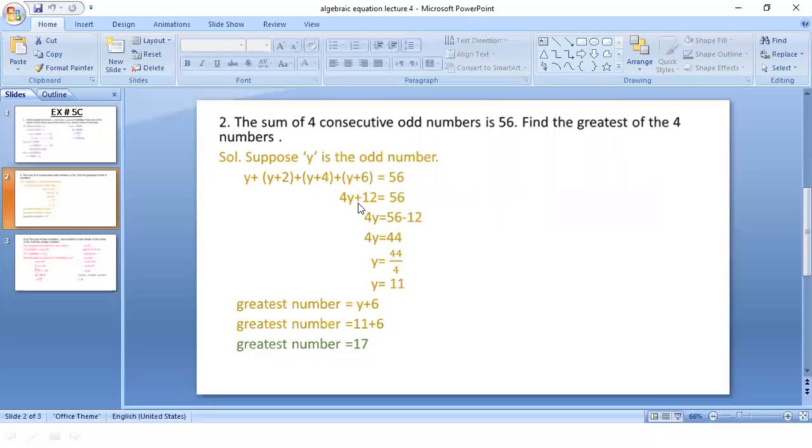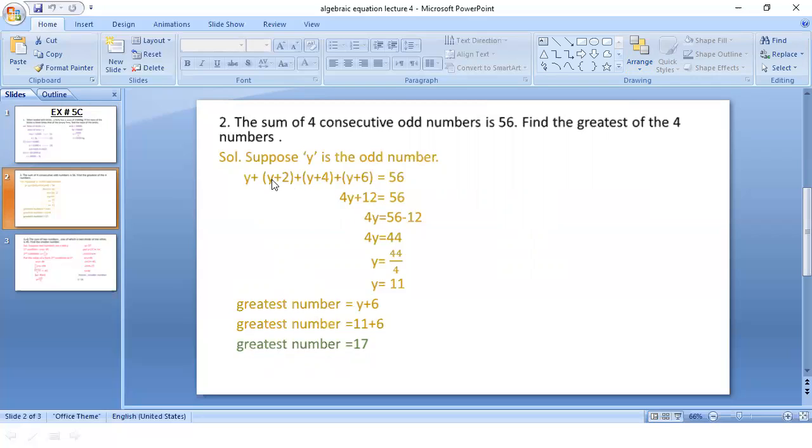What will you do to get the next odd number? You will add plus 2, because 3 plus 2 is 5, 5 is an odd number. Then 5 plus 2 is 7, 7 is another odd number. So for getting the next odd number, we have to add plus 2. Just like that, I have written these 4 numbers. y is my first odd number, then I have added 2, then I have added 2, and then also added 2.